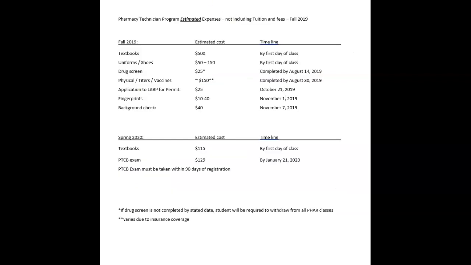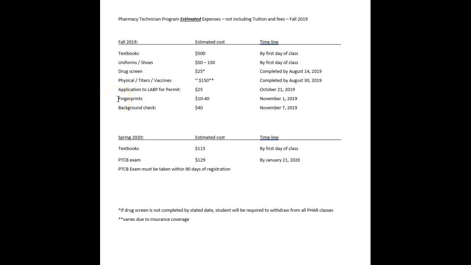I have also provided you a list of estimated expenses and the dates when things are due. In the fall, you will need to purchase your uniform and books for the first day of class. Your drug screen is due by August 14th, and your physical and titers are due by August 30th. Mid-semester, we will complete the application process for your permit to the Louisiana Board of Pharmacy. That costs $25. About 2 weeks later, you will need to have your fingerprint cards completed.